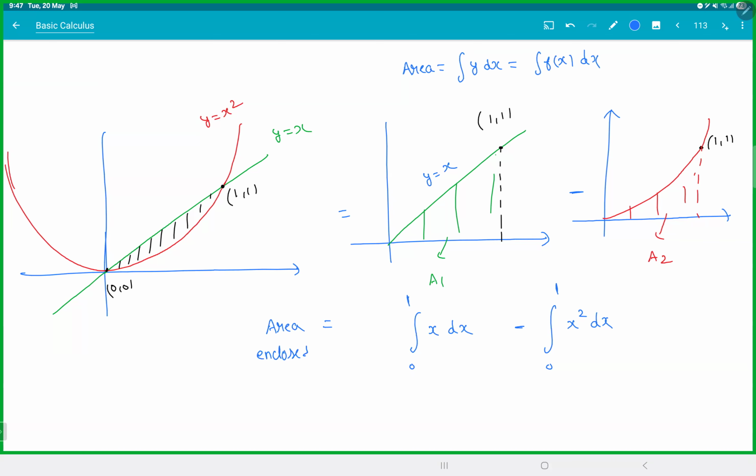That thing is still a straight line. You could have still found it easily. So this guy will be x square by 2, limit 0 to 1. This is x cubed by 3, limit 0 to 1. So this will be half minus 1 by 3, and this is 1 by 6.